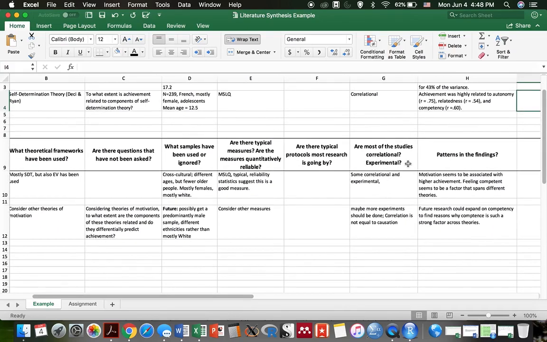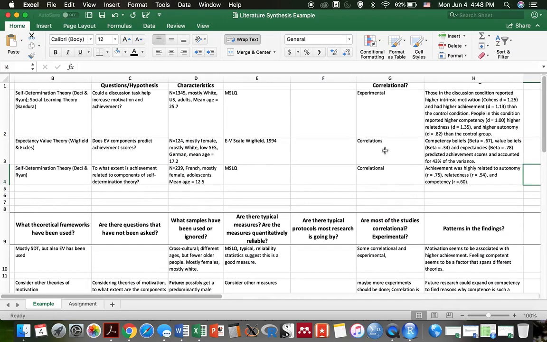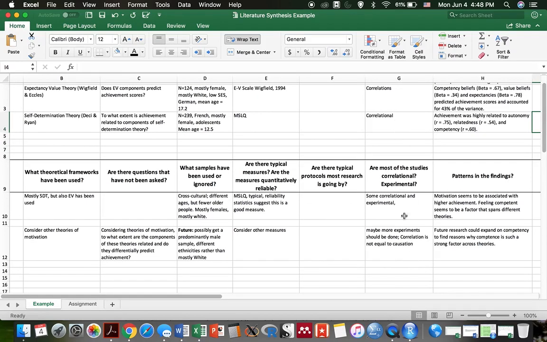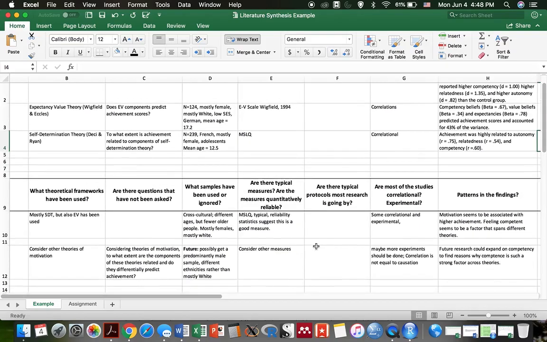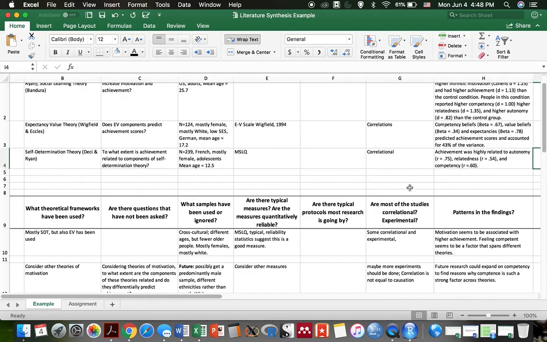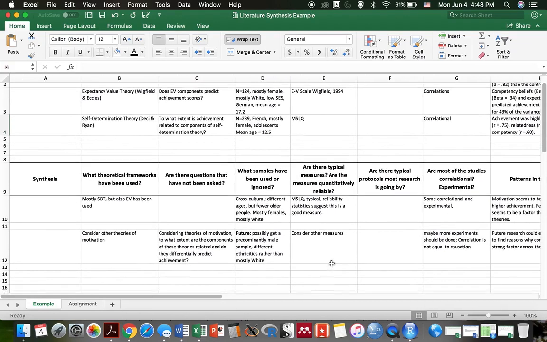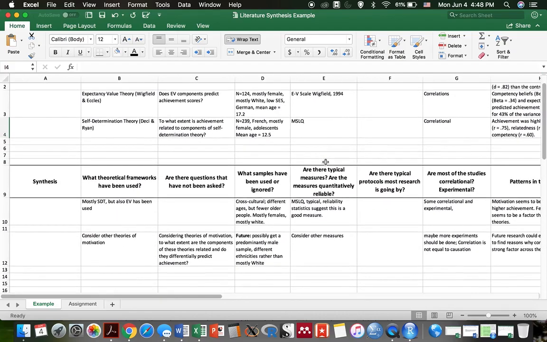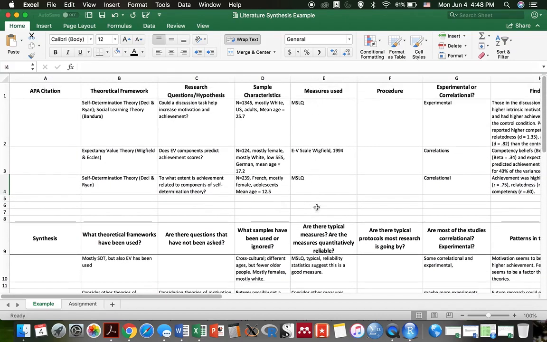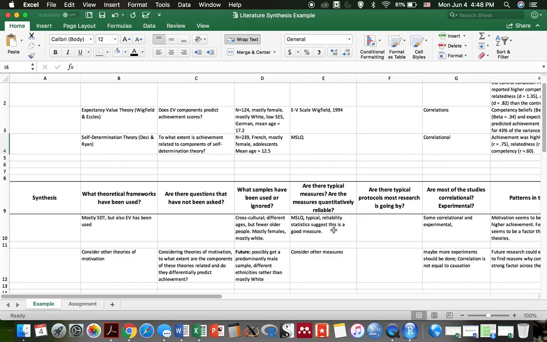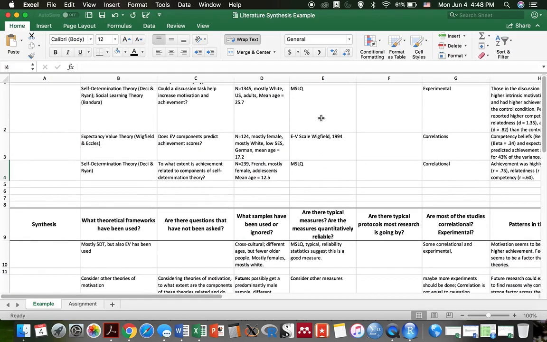So, are most of the studies correlational or experimental? Well, maybe more experiments should be done. Okay, I have one experiment, two correlational studies, because correlation is not equal to causation. All right, so if I want to make a causal claim, maybe I should do an experiment here because there's only one that's been done before. So here I'm looking down this column. Oh, are there typical measures? Are they quantitative? Are the measures reliable? I didn't put the reliability statistics here, but that would be like Cronbach's alpha. So they mention that where they talk about the measures in each article.